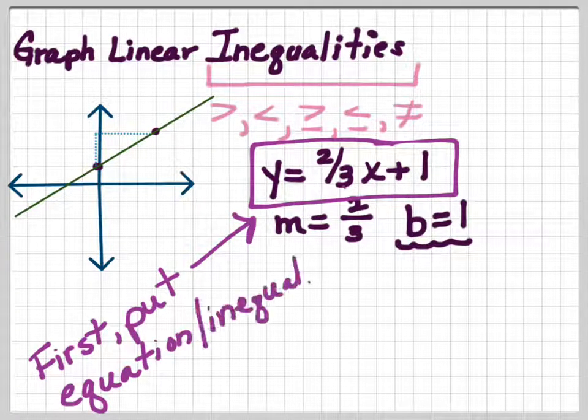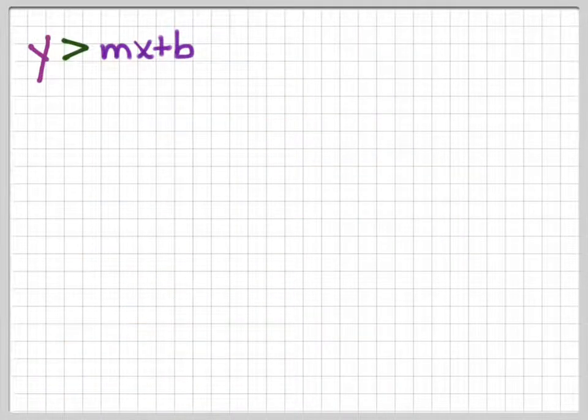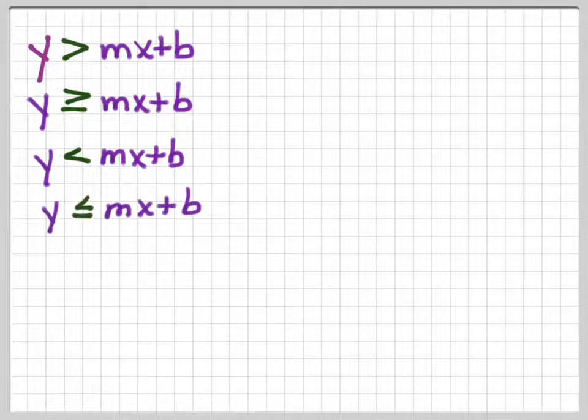If the equation that you're faced with is not in slope-intercept form, first you have to put it into slope-intercept form in order to be able to do inequalities, because you have to have the y on one side and everything else on the other so you can tell whether it's greater than, less than, whatever. So our first possibility is y is greater than mx plus b. We could have y is greater than or equal to mx plus b. Y is less than mx plus b, or y is less than or equal to mx plus b. Now what does that mean?